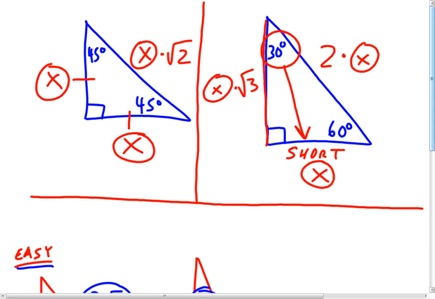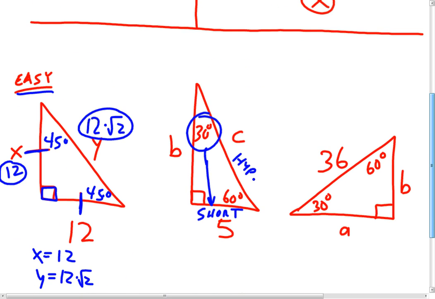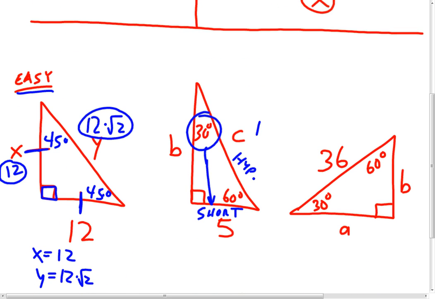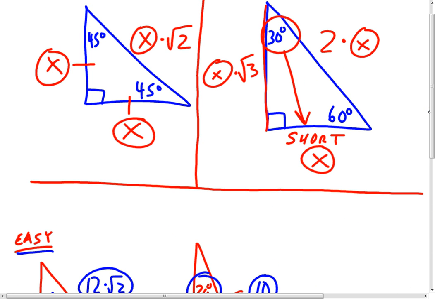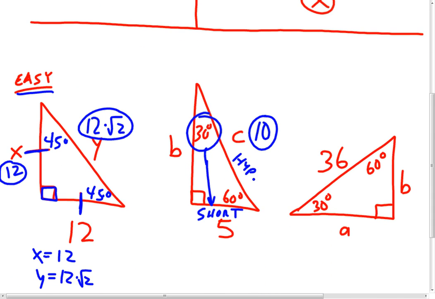What did we say the relationship between the short side and the hypotenuse is? Multiply by 2. What's my hypotenuse? 10. What's the relationship between the short side and the longer leg? Multiply by radical 3. 5 times radical 3. You are done. You have bypassed the Pythagorean theorem with this shortcut. Next class, we'll take a look at why this works. Just assume I know what I'm talking about.